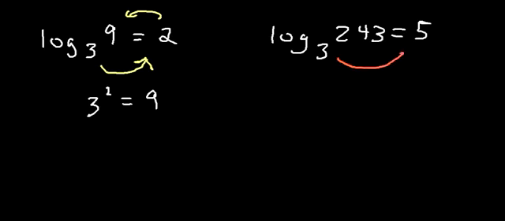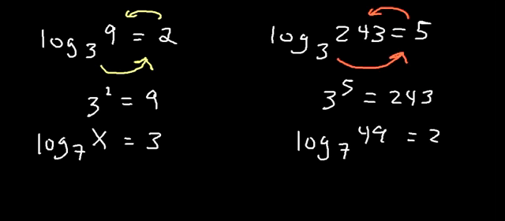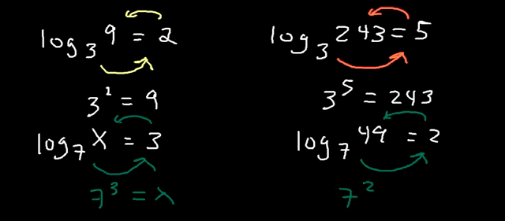For this one, 3 to the fifth power is equal to 243. And let's just try two more examples. Why not? Try these. Log base 7 of x is equal to 3, and log base 7 of 49 is equal to 2. So 7 raised to the third power is equal to x. And here, 7 to the second power is equal to 49. And that's it. That's how you can convert a logarithmic equation into its exponential form.